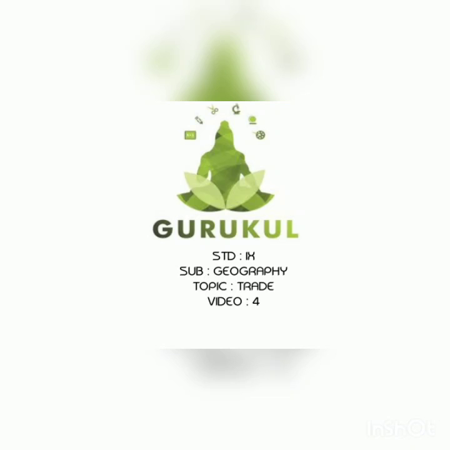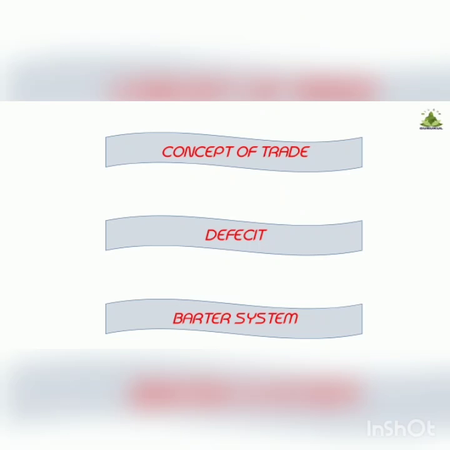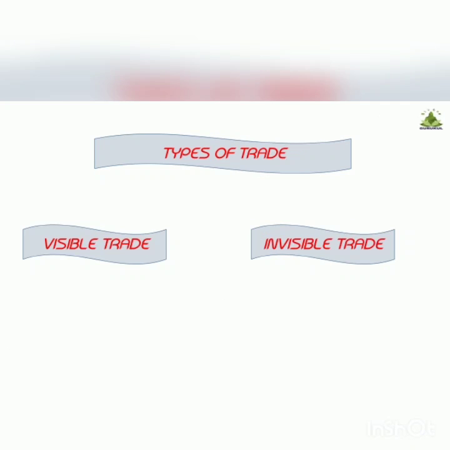Good morning, student. Welcome you all to today's next video. Hope so you have continued with your eye exercise. In the last video, children, we have discussed about concept of trade, deficit and the barter system. So I guess these concepts are very clear to you all. In this video, we'll be dealing with types of trade. In that, we'll be seeing first what is visible trade and invisible trade.